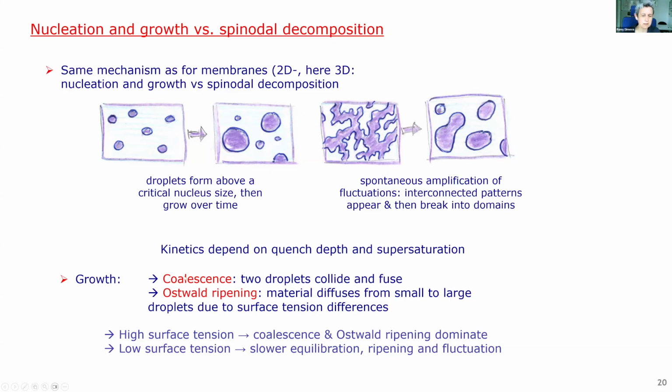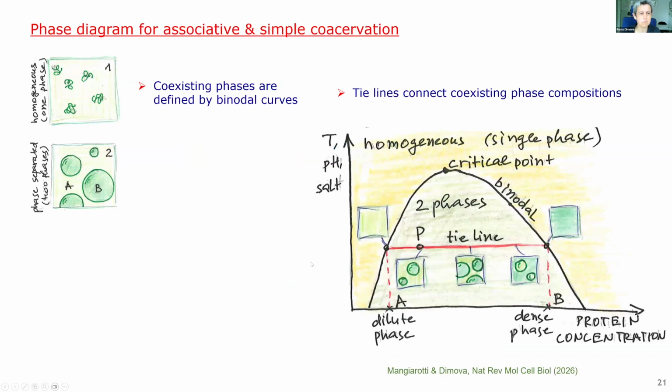And growth can again proceed via coalescence of smaller domains into larger ones, or Ostwald ripening, where material from the smaller condensates diffuses to the larger ones, and then the smaller ones disappear while larger ones are growing. High surface tension favors coalescence and Ostwald ripening. Low surface tension means slower equilibration and ripening and fluctuations.